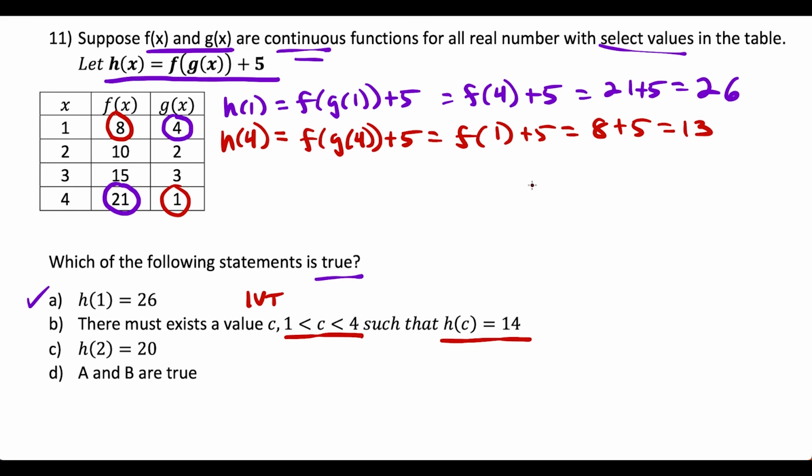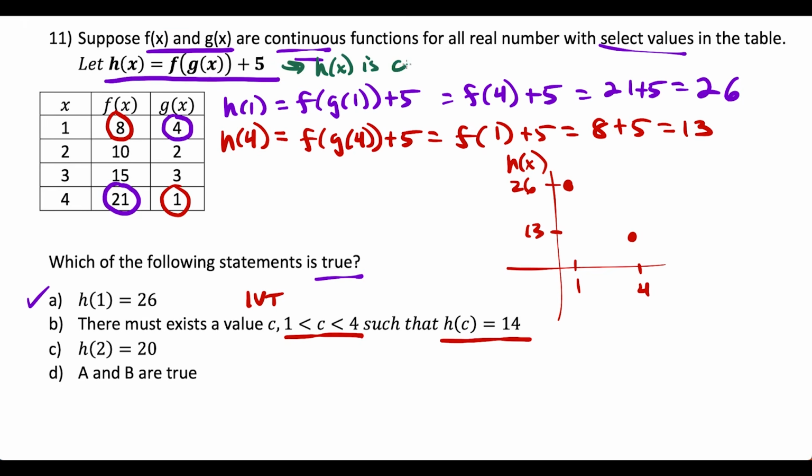So if I get a little graph of h, so here's h of x, and we look at this graph here at x equals 1, we're all the way up here at 26. And then h of 4, we're all the way down here at 13. So this is out here at 4. Now, we were told in the beginning that f and g are continuous. So what that tells us, if f and g are continuous, we have a composition function of two continuous functions plus a constant. This implies here that h of x is also continuous.